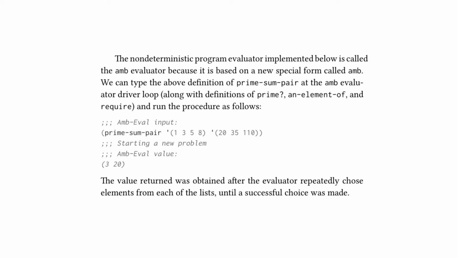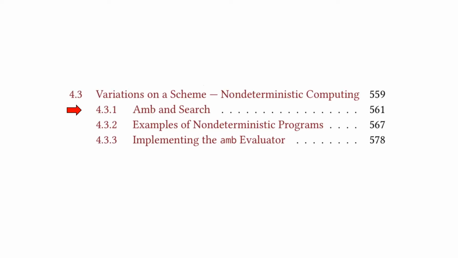And note that if you type in try again to the driver loop, you'll get a new prime number. And if you continue to do this, it'll return you prime numbers until it exhausts all possible primes from the given lists. So this is all from the beginning section. So at this point, we'll hop into the first subsection, 4.3.1, which is entitled AMB and Search.